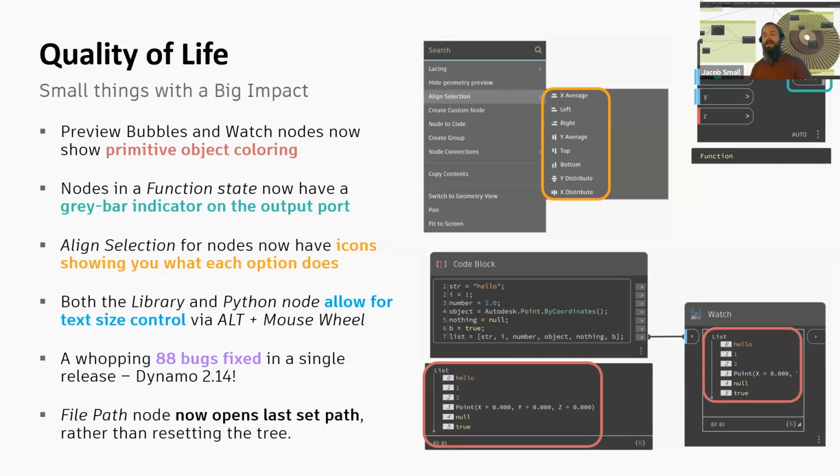And then last but not least, on this slide, the file path node now opens to the last set path rather than resetting the tree when you go to expand that out, which is really, really cool.